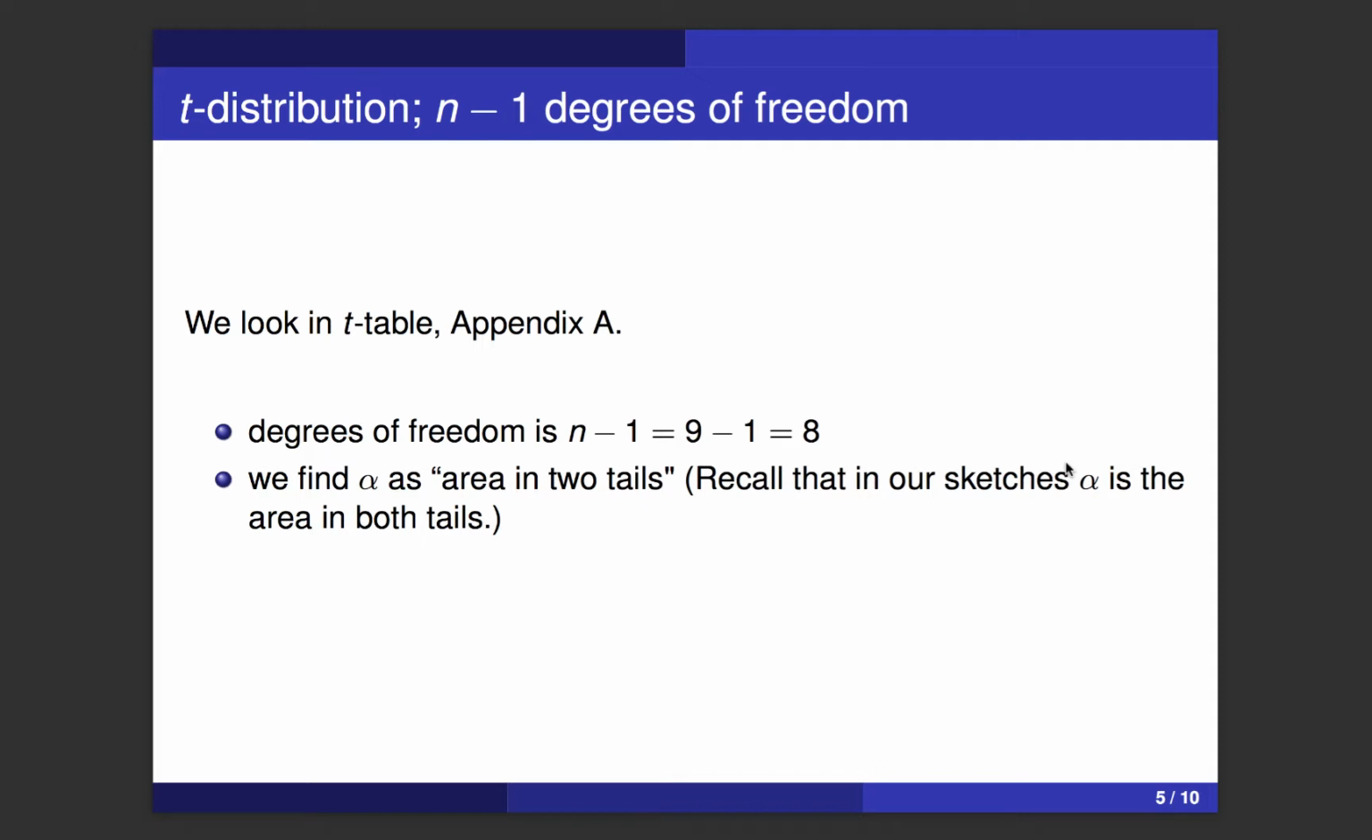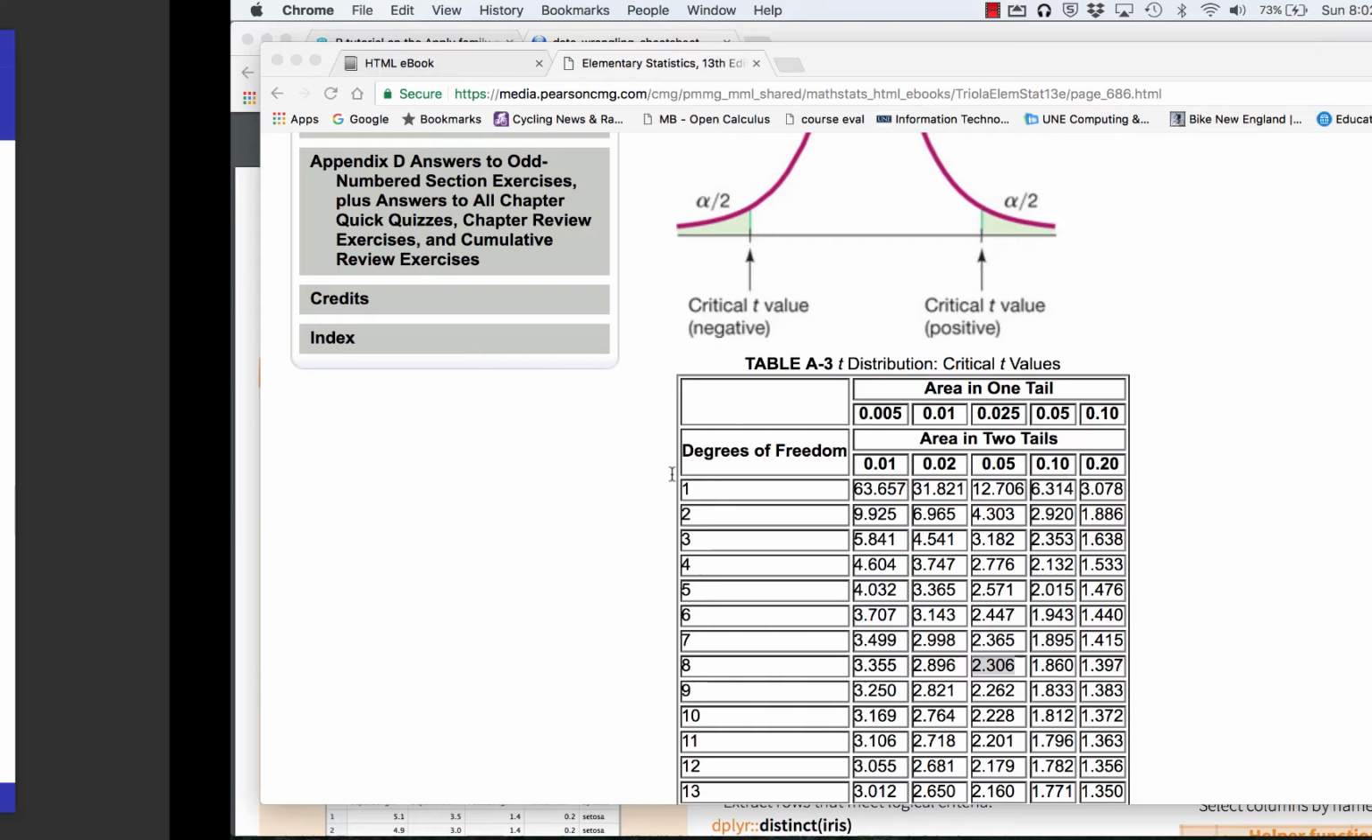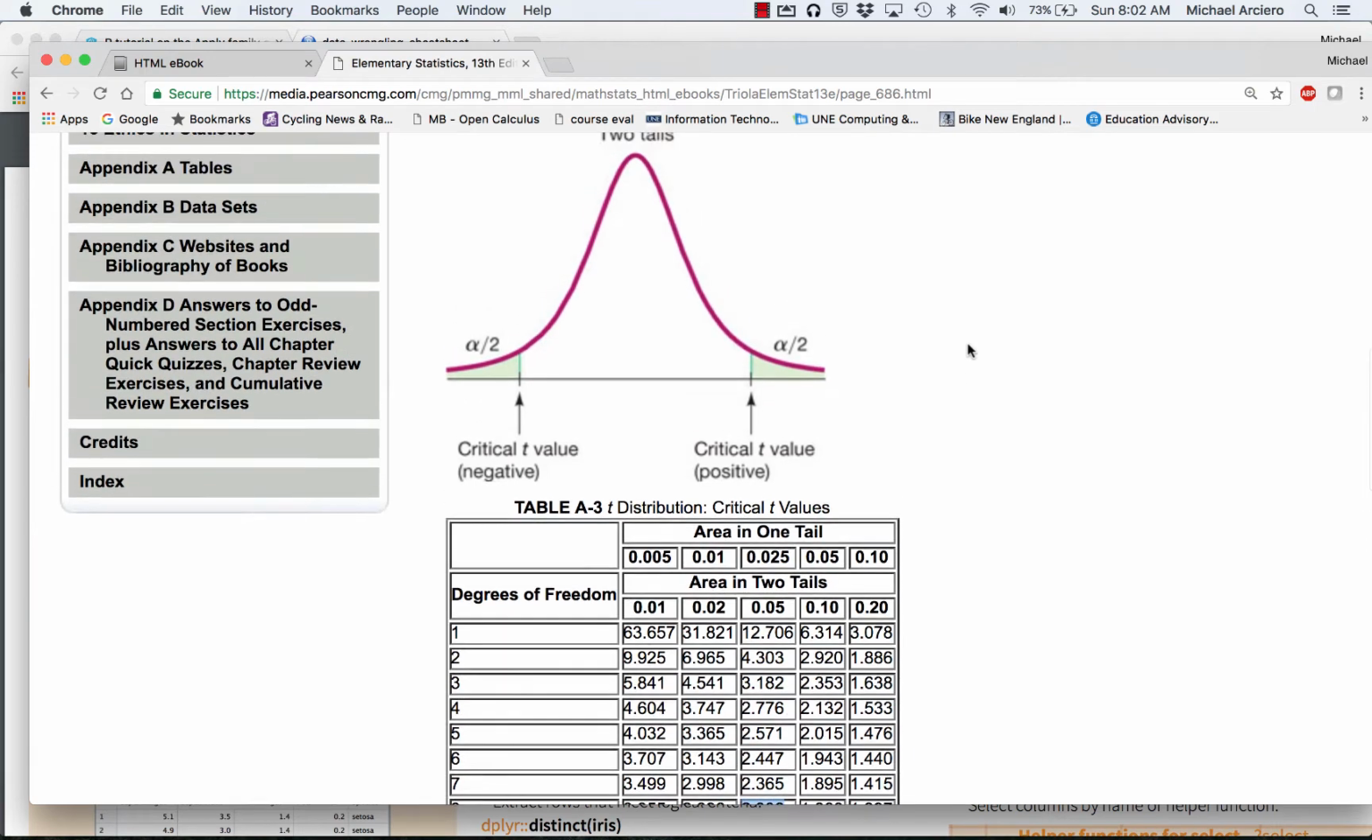So to find that value of t, we're going to look in Appendix A. So it's a different table. Again, the degrees of freedom is always going to be n minus 1, and we're going to look for area in two tails. Well, that's because in our confidence interval setup, when we draw our sketch, we always have alpha as the area in both tails.